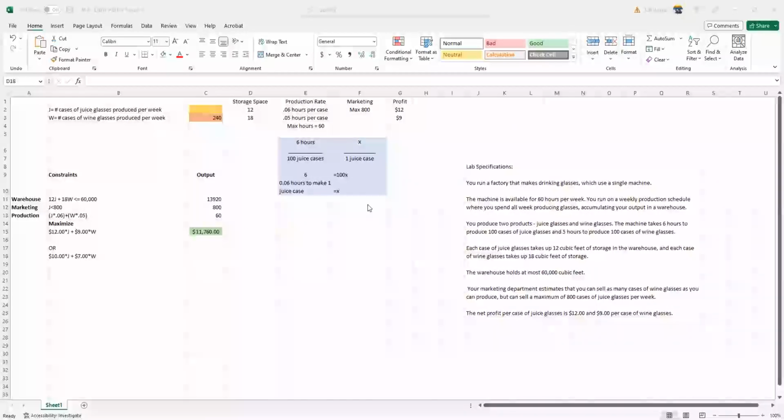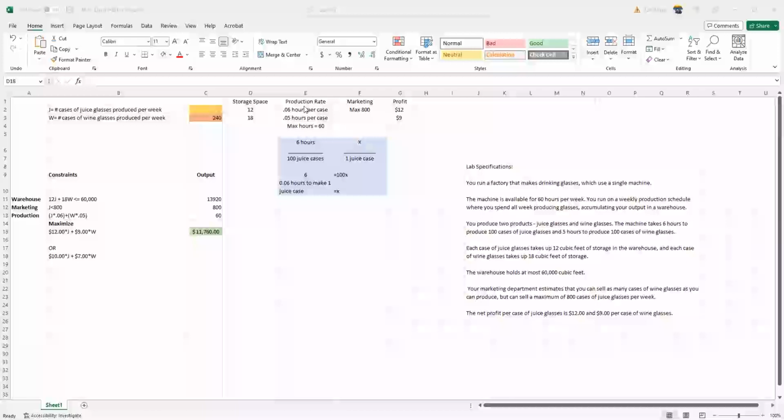So we have two variables, and the variables really are the number of juice cases that we can produce in a week and the number of wine cases that we can produce in the week. The word problem tells us that in our factory, we have storage space, and our maximum storage space is 60,000 square feet in our warehouse. The storage space for each case of juice takes up 12 cubic feet, and a wine case would take up about 18 cubic feet of storage space.